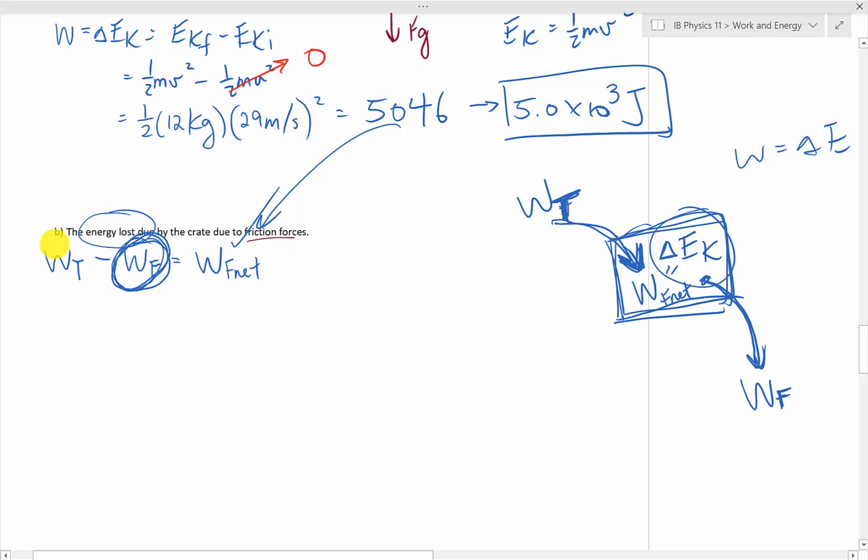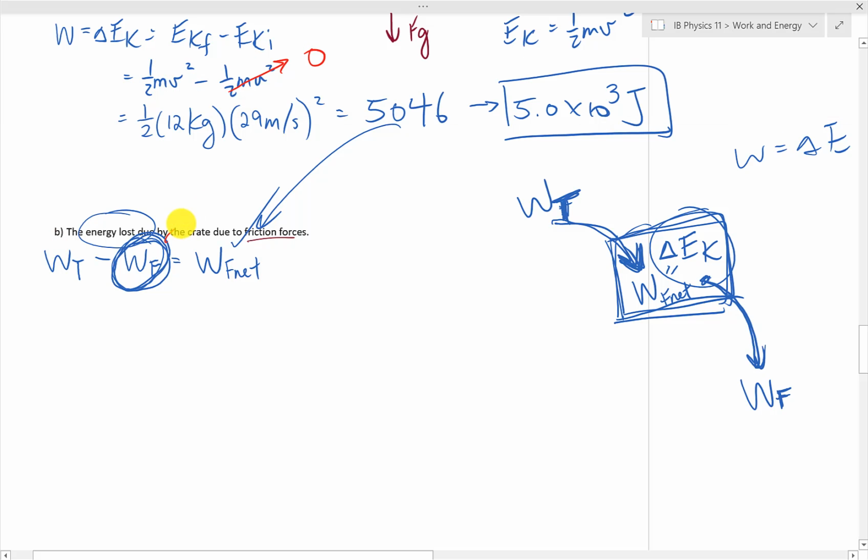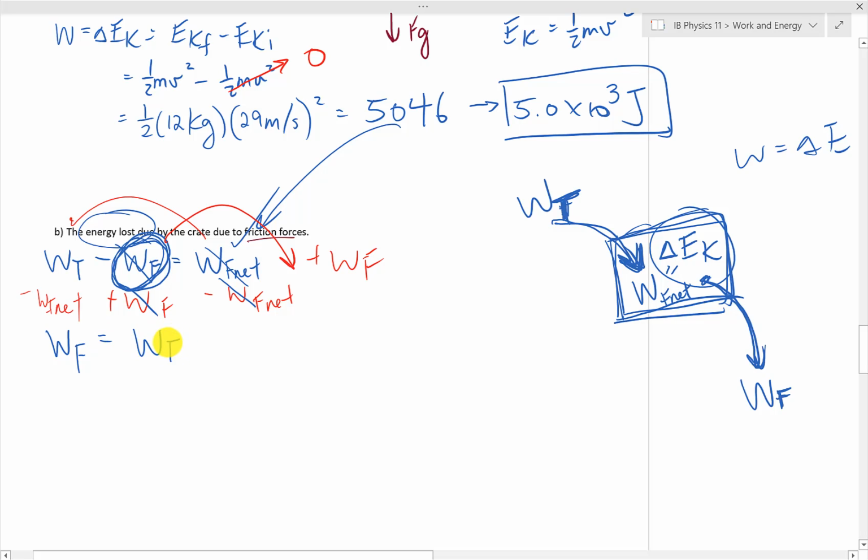So let's just rearrange this equation first so we have that on one side of the equation. I'm going to move this over here, so that's adding the work done by friction forces and subtracting the W net, F net over. So moving that over to the other side by subtraction, we get the work done by friction forces, or the energy lost, is the work done by the tension forces minus our work done by F net.